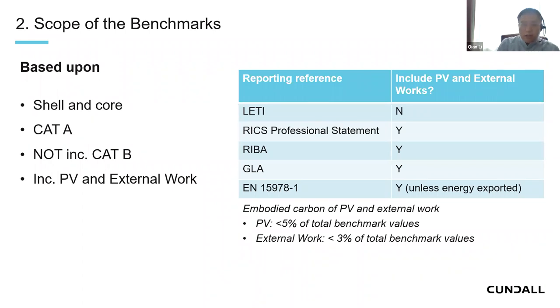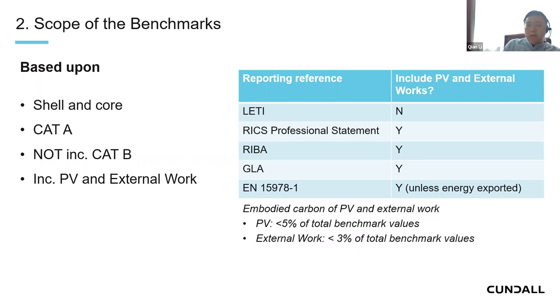Again, the benchmarks are based on shell and core and Cat A. It does not include Cat B, or any loose furniture. The benchmark does include PVs and external works. This is slightly different from LETI. LETI's benchmark values exclude PVs and external works, because the LETI value is based on upfront embodied carbon, and they worried that putting PVs into the LETI benchmark would start to discourage people from using PV, because they might get a penalty for having too much PV on their building.